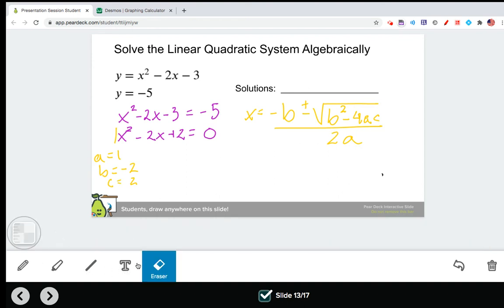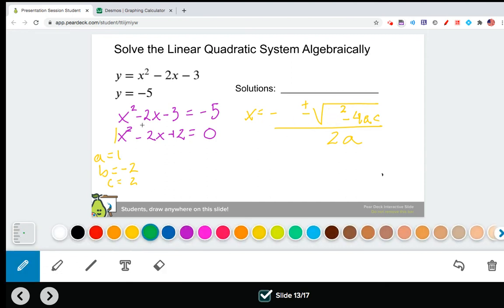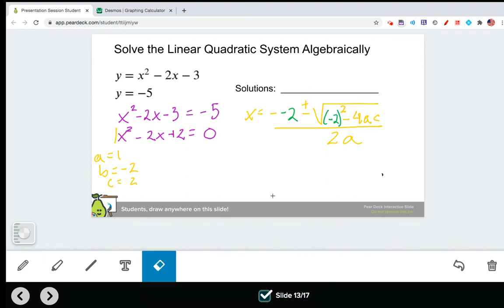I'm actually going to erase a few things that I have here. And anywhere I see b, I'm going to put the value of b. So I'm going to start with that. So b is negative 2. So this is the opposite of negative 2, plus or minus the square root of negative 2 squared minus 4 times a times c. Okay, where's my eraser? I'm going to change a. Every time I see a, I'm going to put a 1.